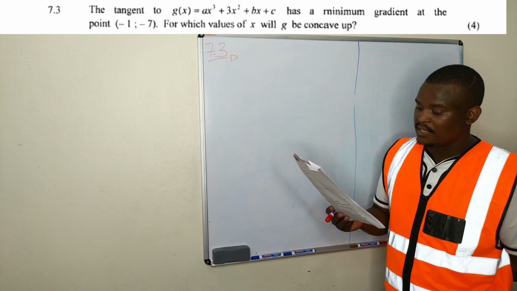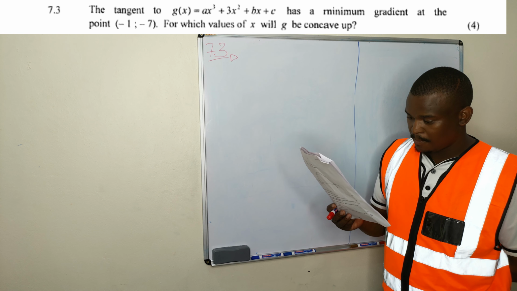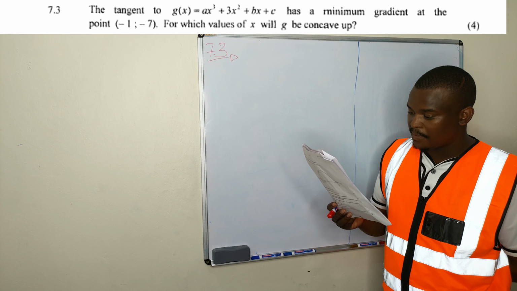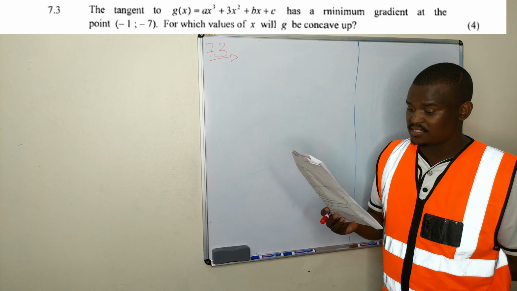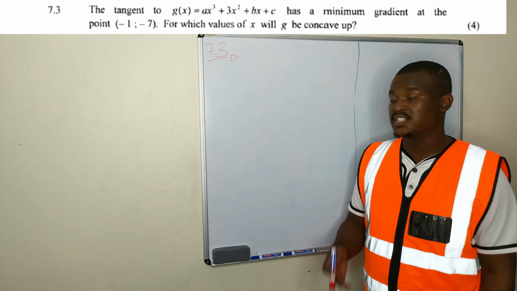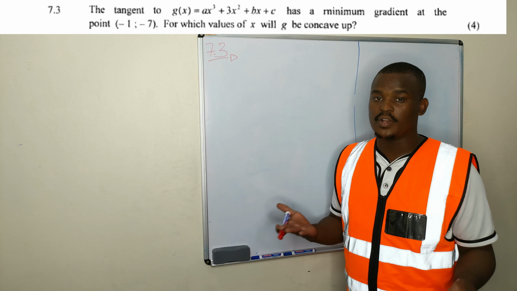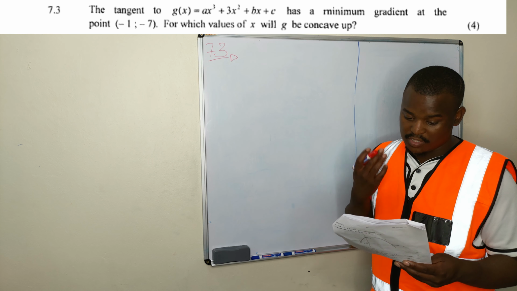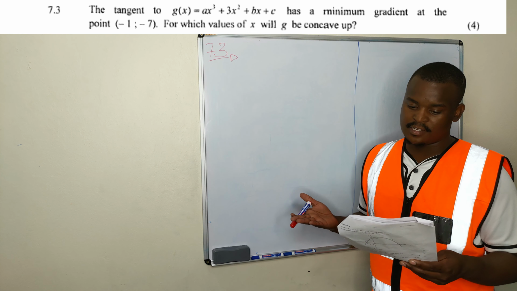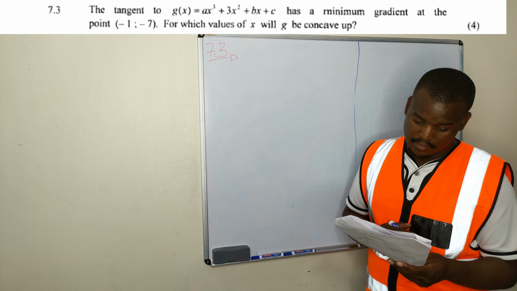So you are told that the tangent at g has the minimum gradient at the point 1 and minus 7. For which values of x is this concave up? Okay, this is what they're asking you. They're asking for which values of x will this function of yours be concave up. So they're telling you that the tangent to this function has a minimum gradient at this given point here. So what does this mean?